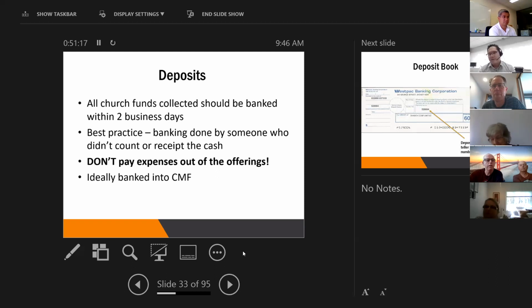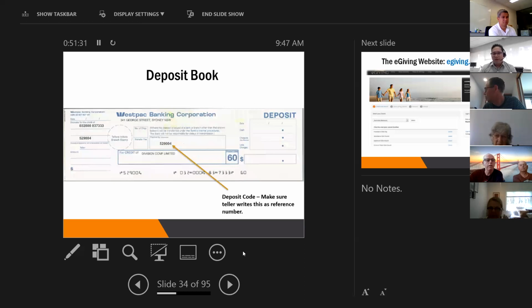And ideally, the funds that will be banked need to be deposited into the cash management facility account, or the CMF, or the central bank, as Russell mentioned before. Okay. And when you go to do your banking, by the way, that's on Westpac, on any Westpac branch. This is the 6-digit code that Maxine mentioned.